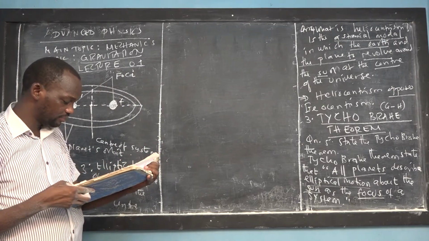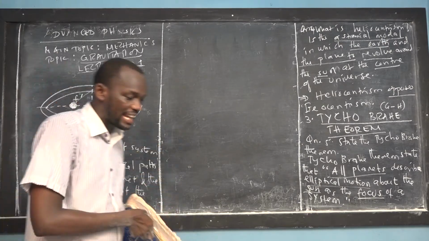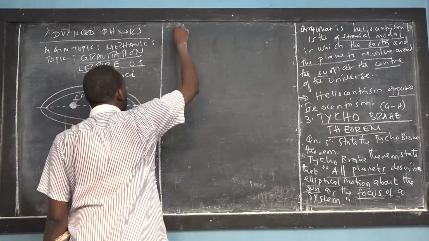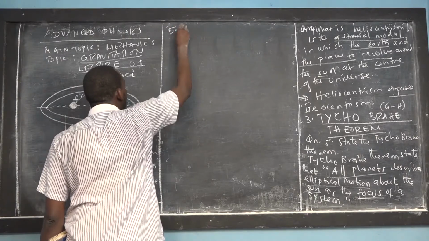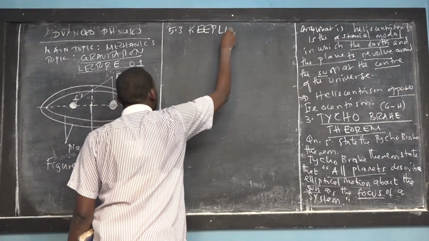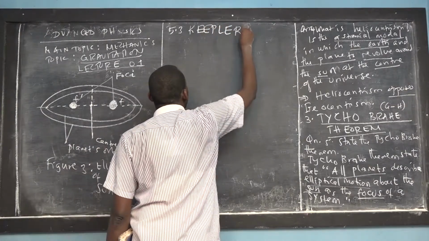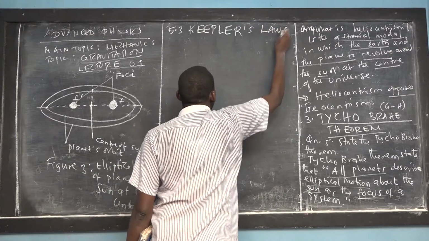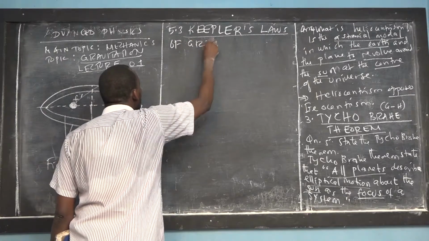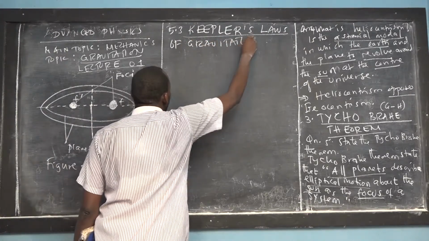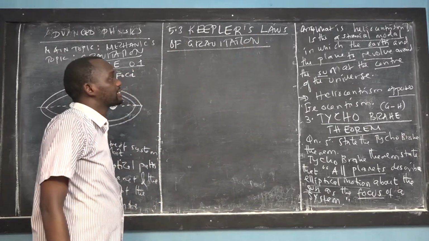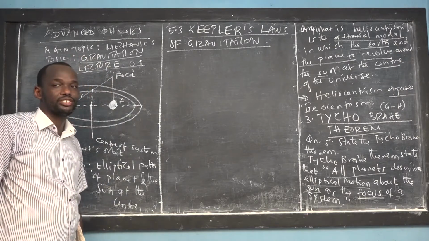Yes, physics is beautiful. So now, let me take you to the third concept, where we are going to learn about Kepler's laws of gravitation. I call it 5.3. Say with me, Kepler's laws. Even if you forget everything that I taught you today, remember this terminology: Kepler's laws of gravitation.